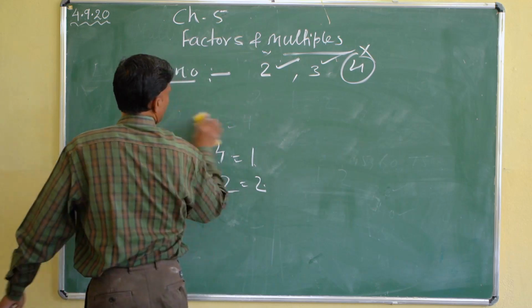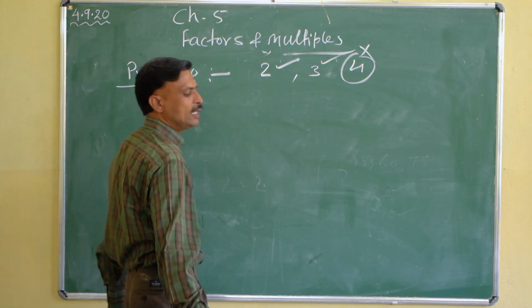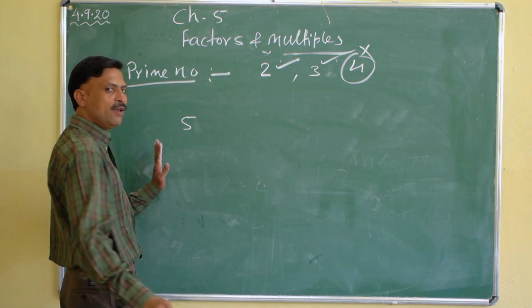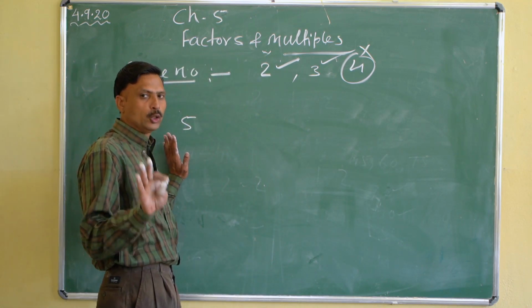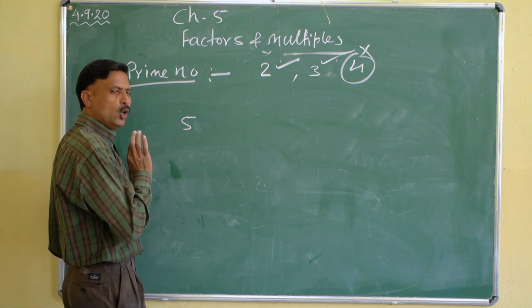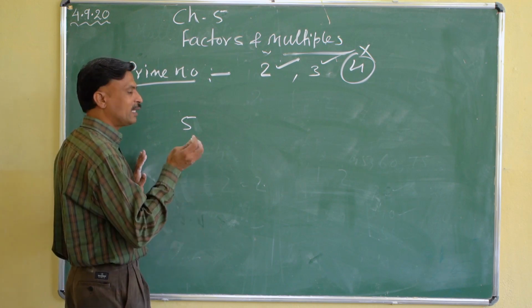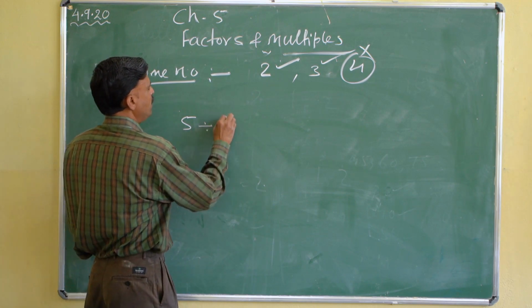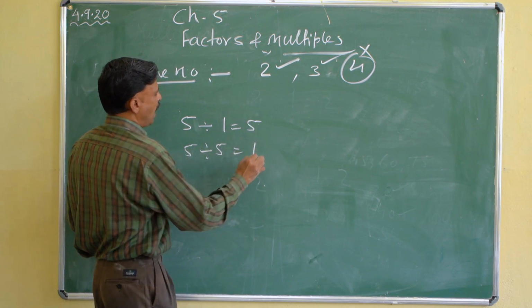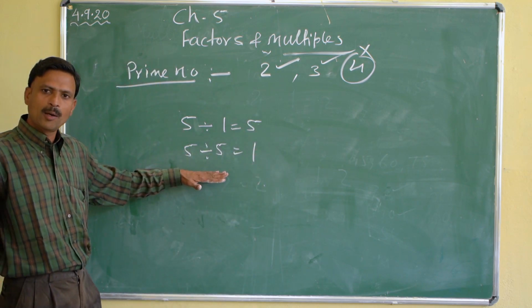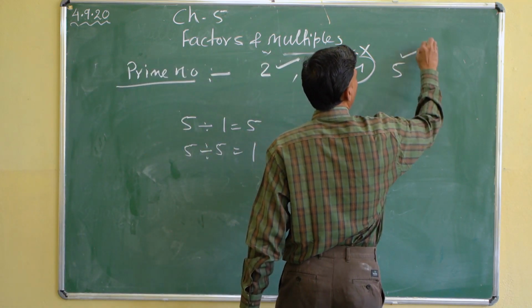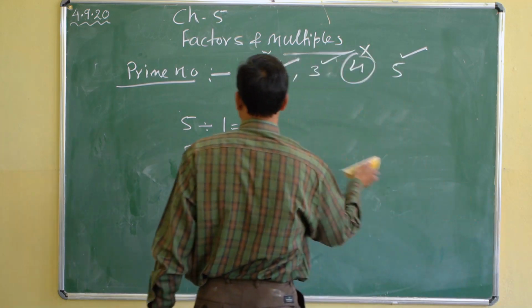Okay? Now you will see the next number. What is the next number after 4? What will it be? 5. You will see that 5 is a prime number. Why? Because 5 is divisible by itself only. There is no number which can divide 5 other than 1 and itself. It is divisible by 1 and by 5 itself. Other than this, will you get any other number which divides 5? No, you will not get. That's why 5 is also a prime number.